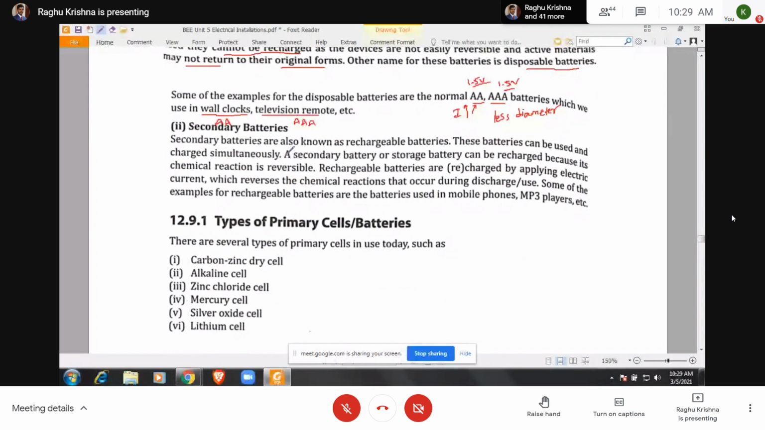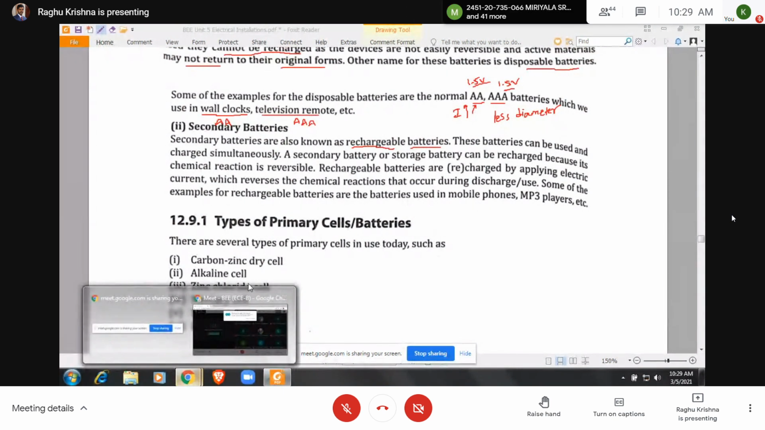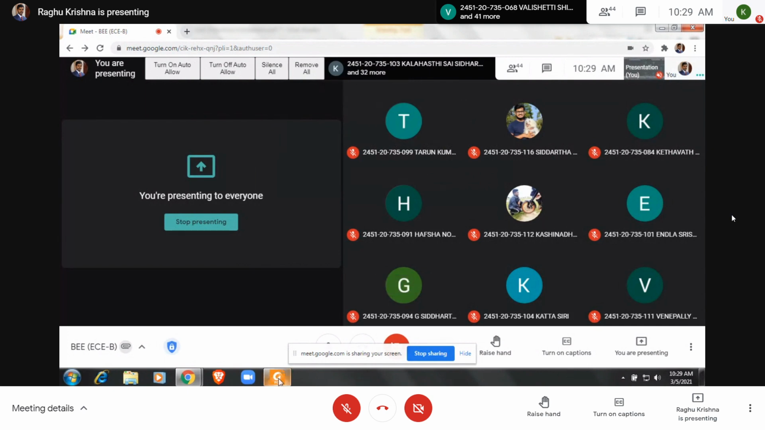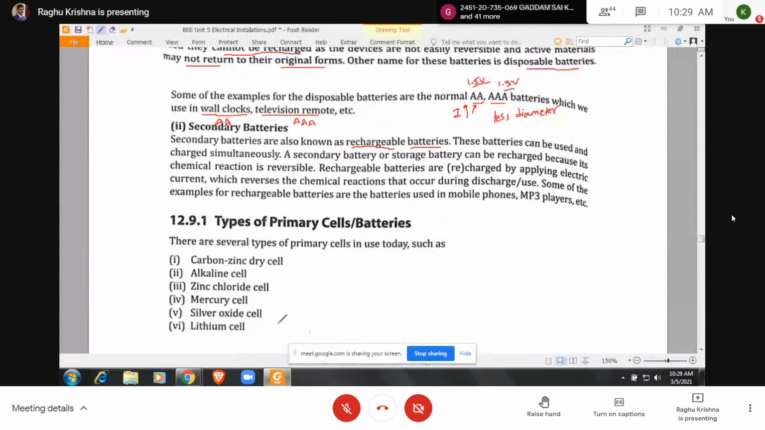Next, secondary batteries. What I mean by secondary batteries? Secondary batteries are also known as rechargeable batteries, and these batteries can be used and charged simultaneously. So after using the batteries, we can charge the batteries.